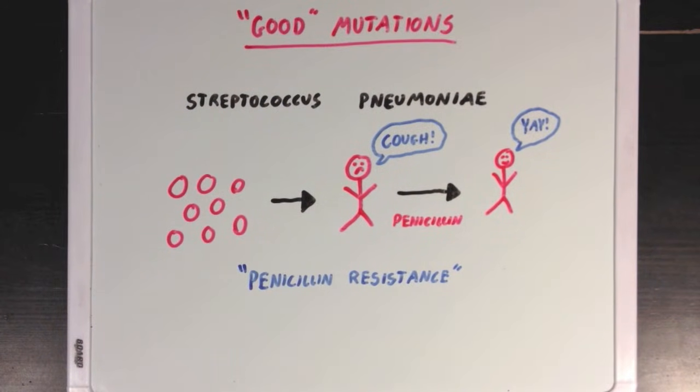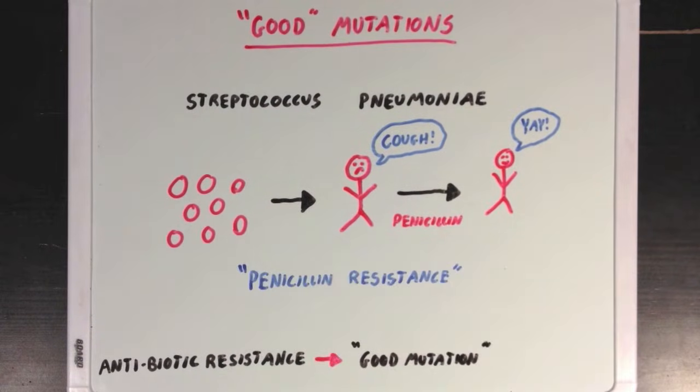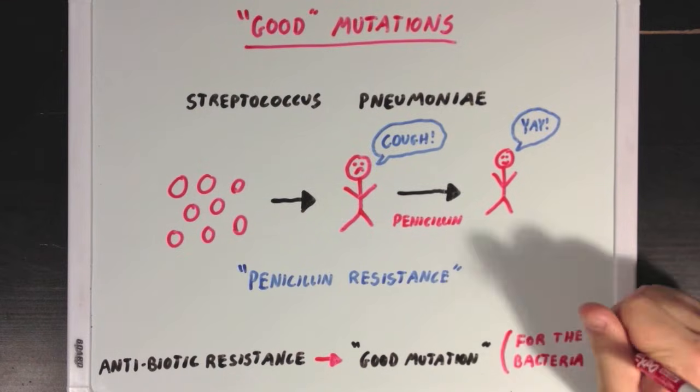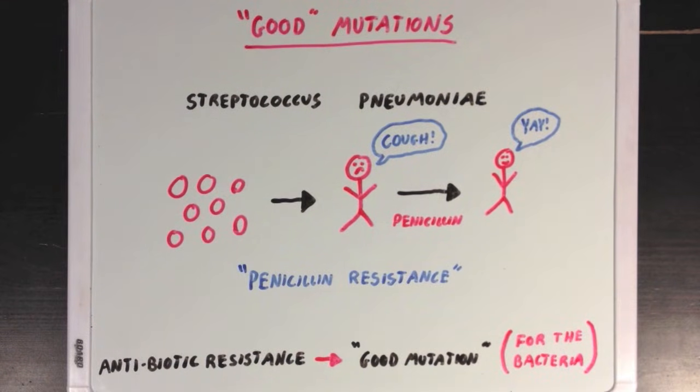Now, we call this a good mutation because the bacteria are living in a human host where they are likely to encounter this deadly penicillin, and being resistant to antibiotics like penicillin would then be beneficial to the bacteria. And just to clarify, I'm calling this a good mutation for the bacteria, not really for the human infected, since it'll be harder for them to get rid of the bacteria that are resistant to certain antibiotics. So now let's look at an example of a bad mutation.